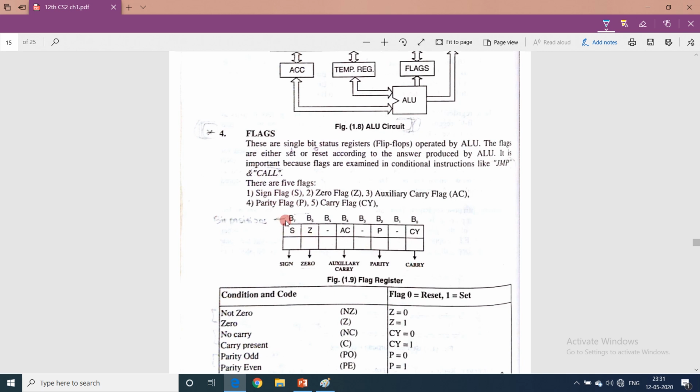So this is the flag register. These are the contents of the flag register. The 0th bit is carry. The first bit is unused. The second bit is parity. The third bit is unused. The fourth bit is auxiliary carry. The fifth bit is unused. The Z flag is the sixth bit and the seventh bit is the sign flag.